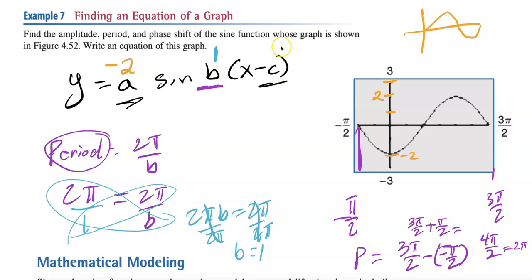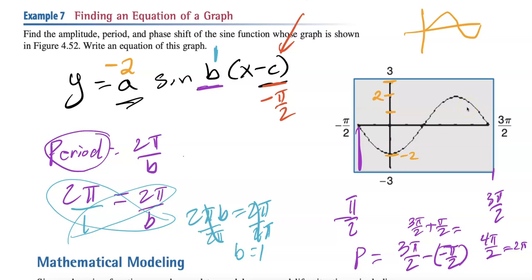Now the easiest one of all these is actually c. C should always be the easiest one. You're just looking at where the graph should start. There are actually lots of ways you can answer this. For us, the graph is starting right here at negative pi over 2. So that's my c: negative pi over 2. That's where my graph's starting. It's right there, starting at negative pi over 2.